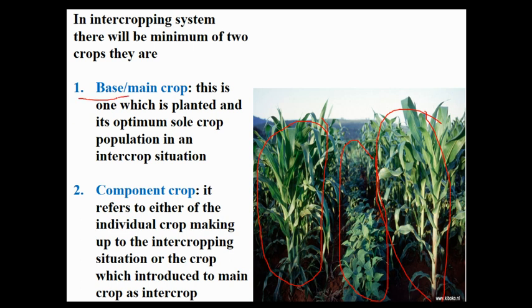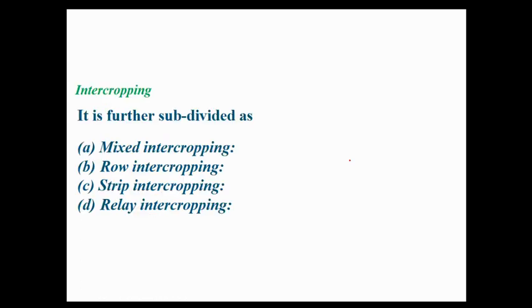Here, the one is the base crop or main crop. This is the one which is planted at its optimum plant population in an intercrop situation. The maize crop I was growing in the pure stand earlier, without reducing its plant population or any alteration, is my main crop. In between these crops, I have introduced one more crop called the component crop. It is referred to as either of the individual crops making up the intercropping situation, the crop which is introduced in between the main crop.